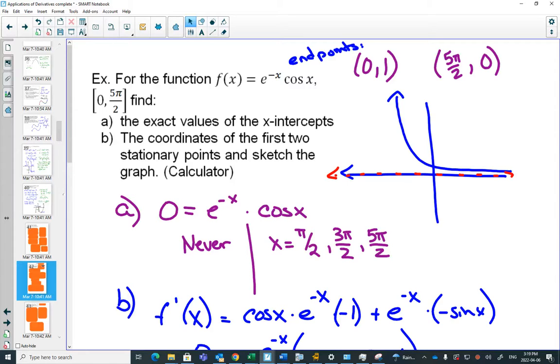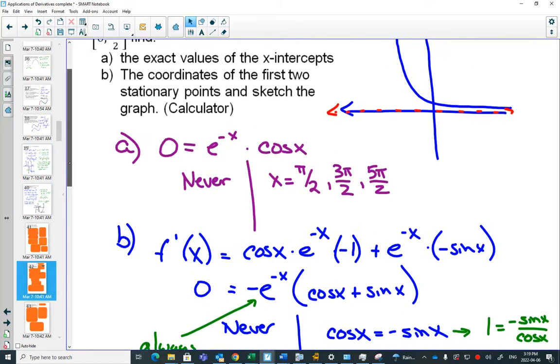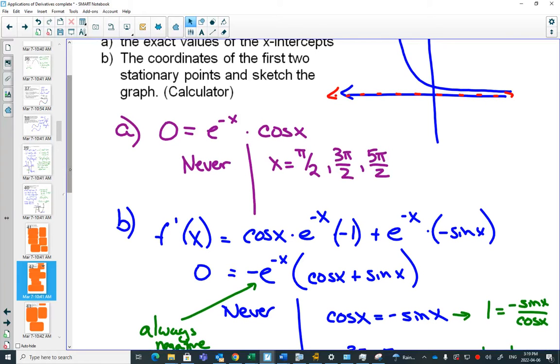Now, as far as finding a stationary point, we now have to make this equal to 0. And for helping us with that, there is a common factor of e to the negative x. We can factor that out, and once again, that is also never equal to 0. So we just have to figure out where cos x is equal to negative sine x.